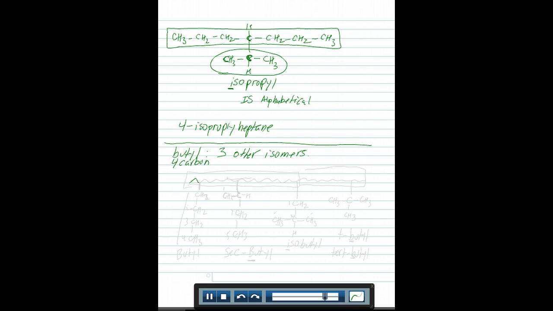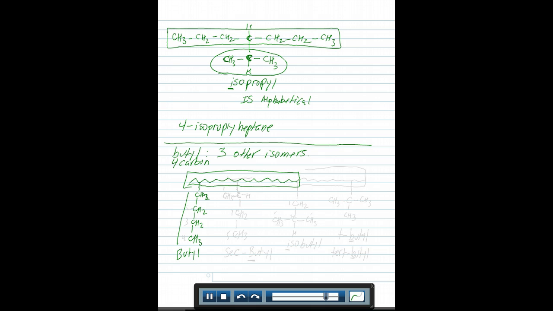So imagine this is my longest continuous chain. It's not important what it is. I just want to show you what these 3 other isomers are. Okay. First of all, a butyl group would be if you have these 4 carbons in a straight chain. I just want to show you the difference between them. You have to be able to recognize the difference. So imagine that this is my longest continuous chain of carbons, and this group happened to be a substituent. There's 4 carbons in a row. That is called butyl. Okay?